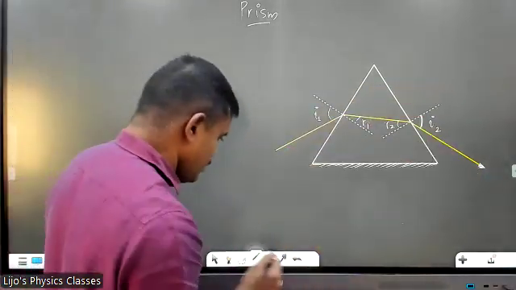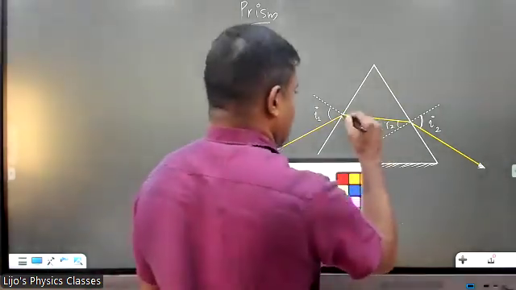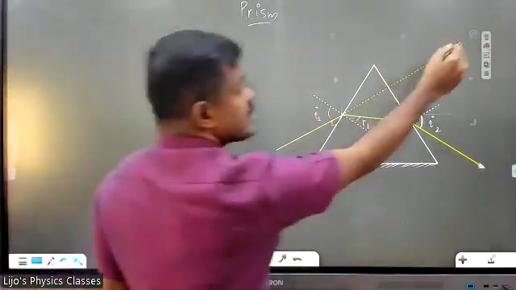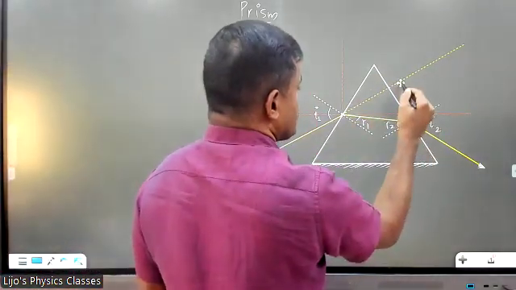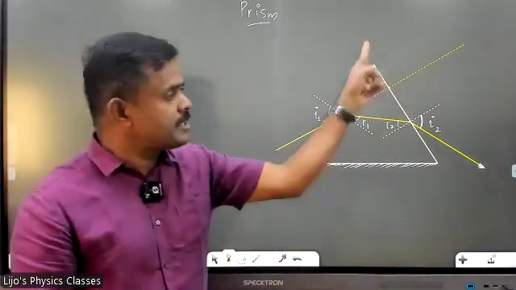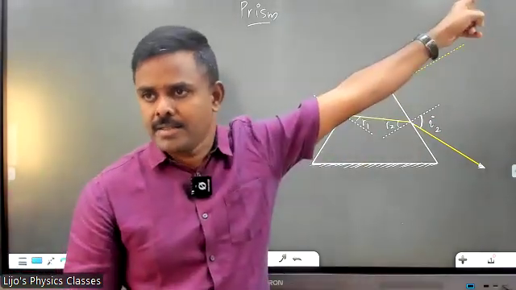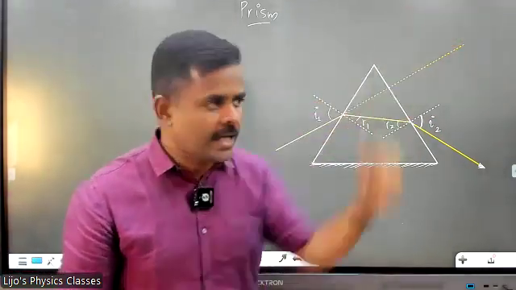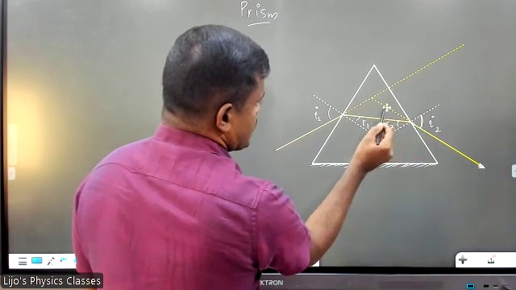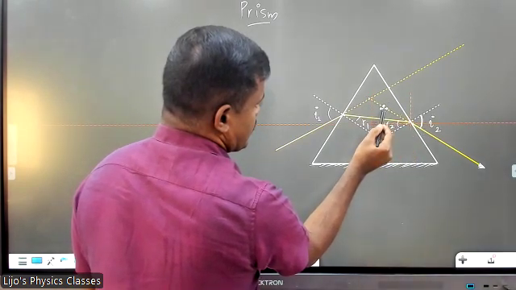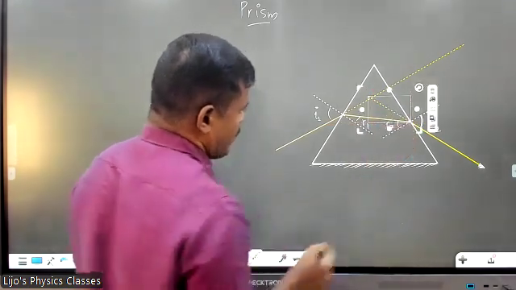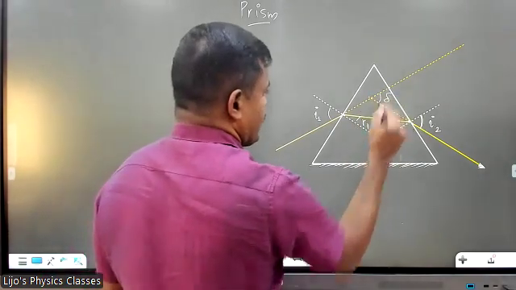I can extend this ray like this. That is in fact the path taken by the ray in the absence of the prism. If the prism were absent, the ray would have gone straight like this. You can extrapolate this as well, and this is called the angle of deviation. You can draw the angle of deviation here. This angle is called angle of deviation delta.